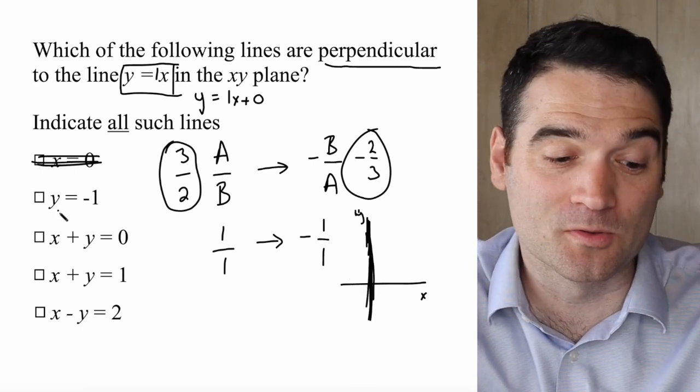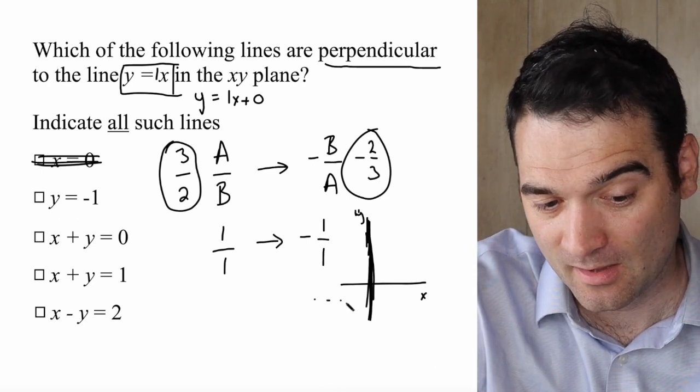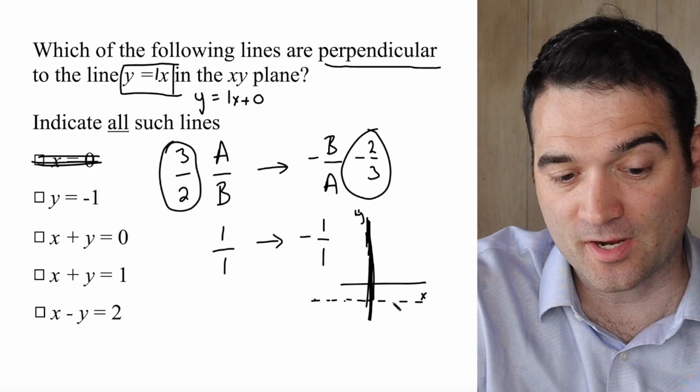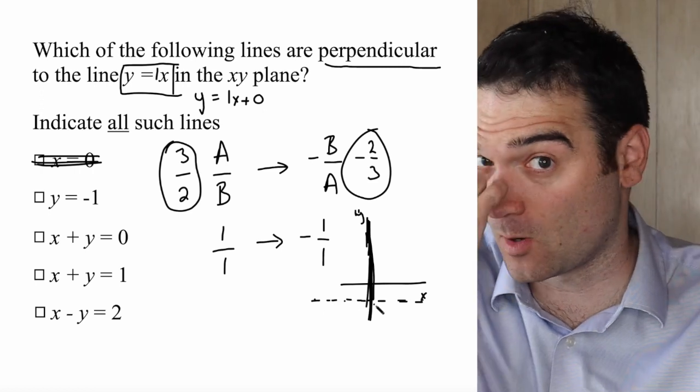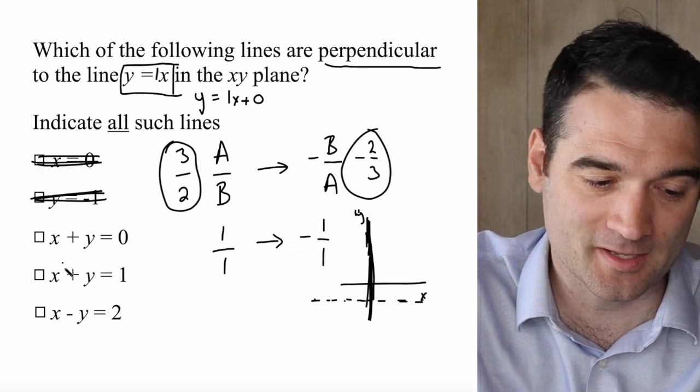Okay, y equals negative 1. Tempting, but what does this line look like? This line just looks like this. It's a straight horizontal line straight across where y is always equal to negative 1. So that's no dice.